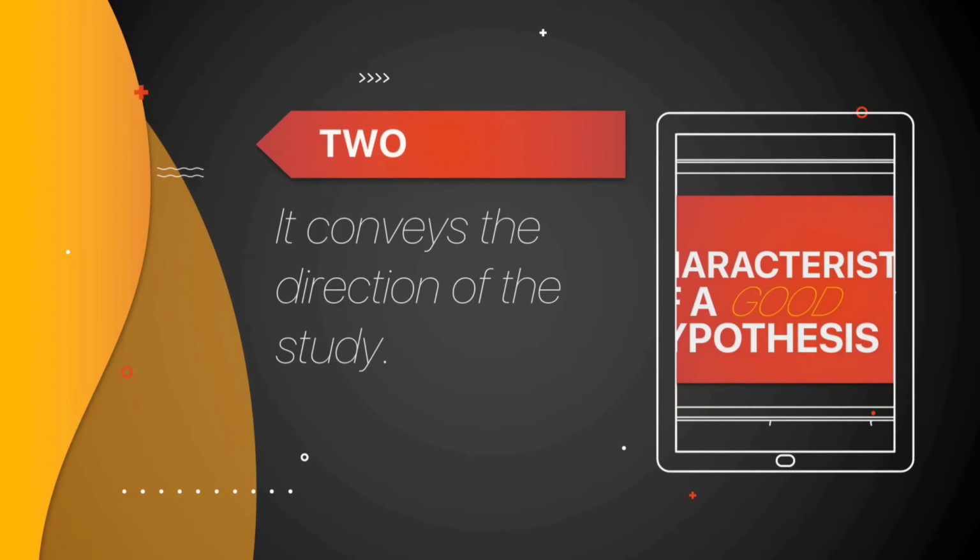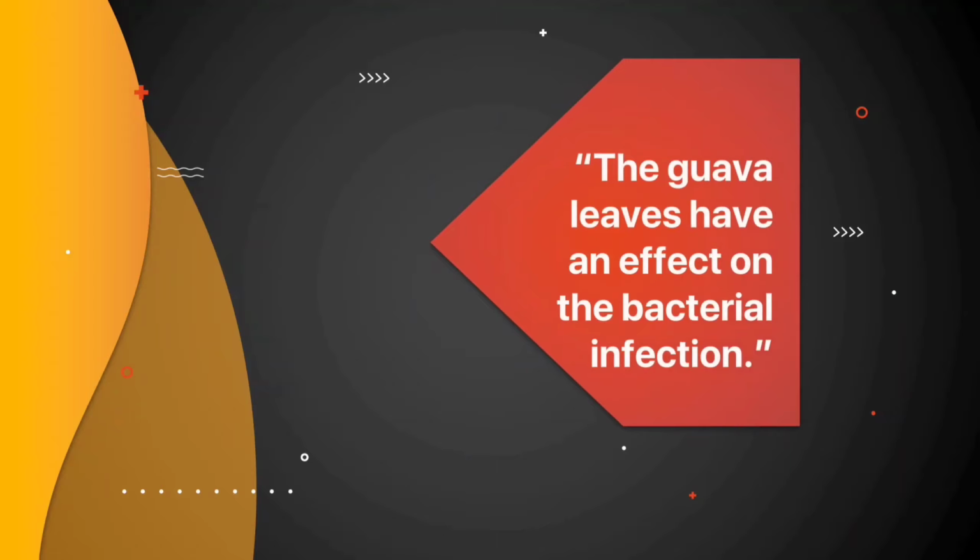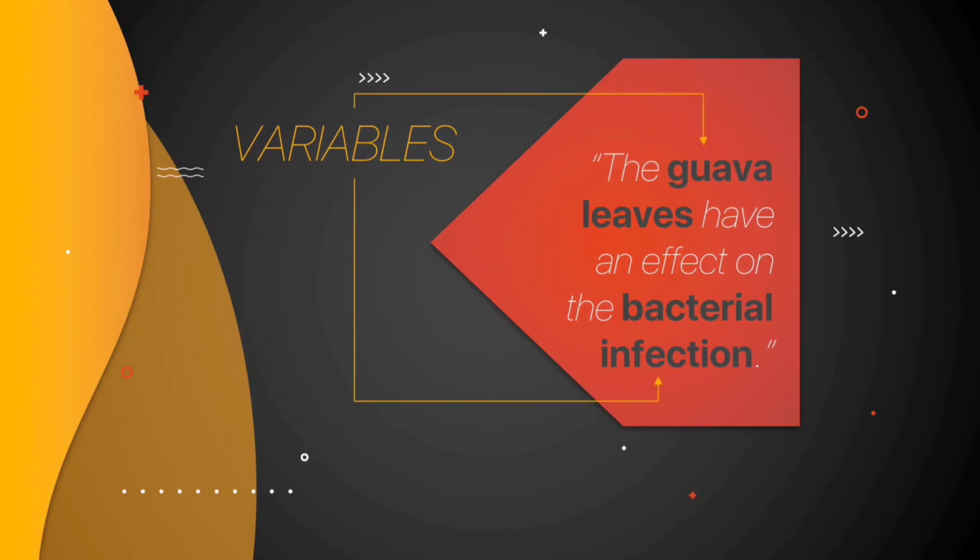Second, it conveys the direction of the study. The hypothesis from the previous example is considered as good because it defines the two variables, the guava leaves and the bacterial infection. But it does not recommend any path for the research.